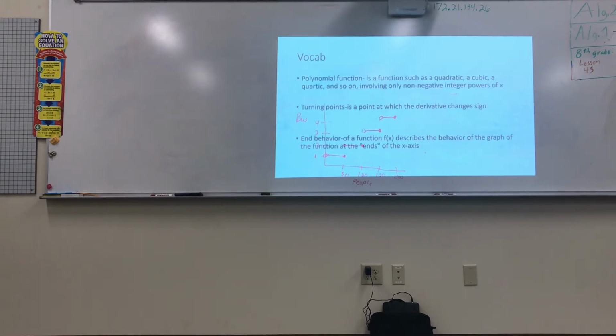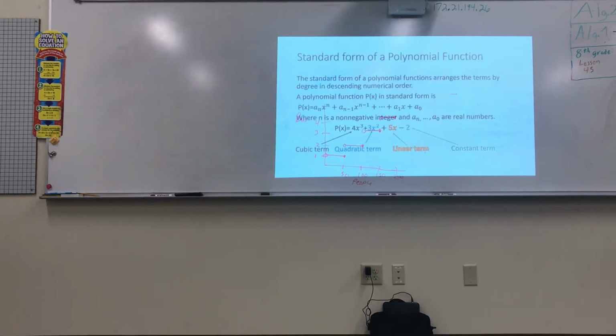A polynomial function is a function such as a quadratic, a cubic, a quartic, and so on, involving only non-negative integer powers of x. A turning point is a point at which the derivative changes sign. End behavior of a function f of x describes the behavior of the graph of the function at the ends of the x-axis. Alright, standard form of a polynomial function.